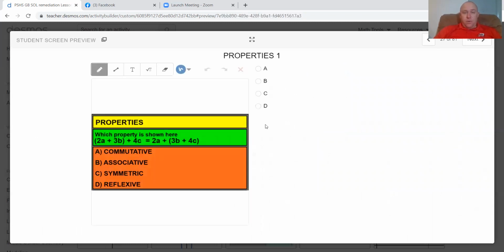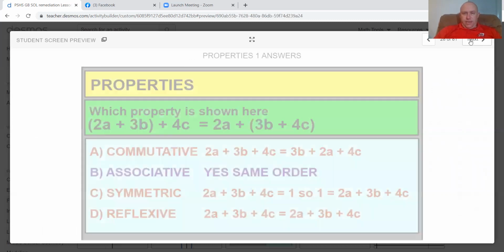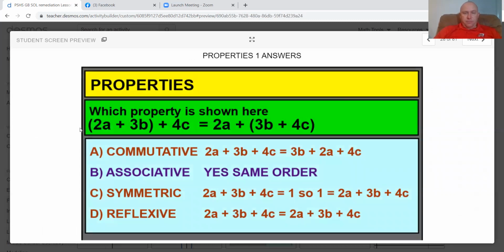Properties, we probably either know or we do not know. So let's have a look at the answer and then we can see exactly which is which. The thing about this is it's the same order, 2, 3, 4, 2, 3, 4. But the thing that's different is the parentheses. So the associative rule is when it's the same rule, but you're grouping things in a different order. So the parentheses are at the start, and on this one, they're at the end.